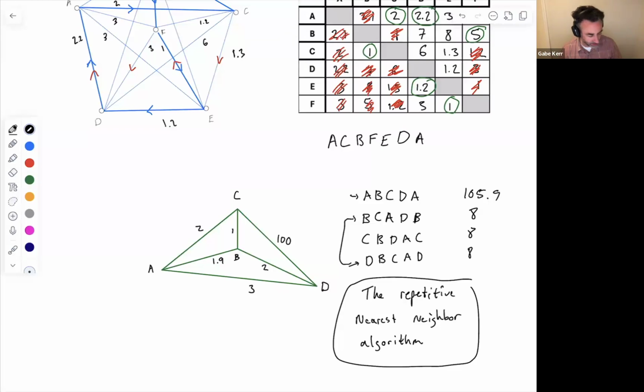And next time we'll look at the cheapest link algorithm, and we will be finished with our Hamiltonian circuits.